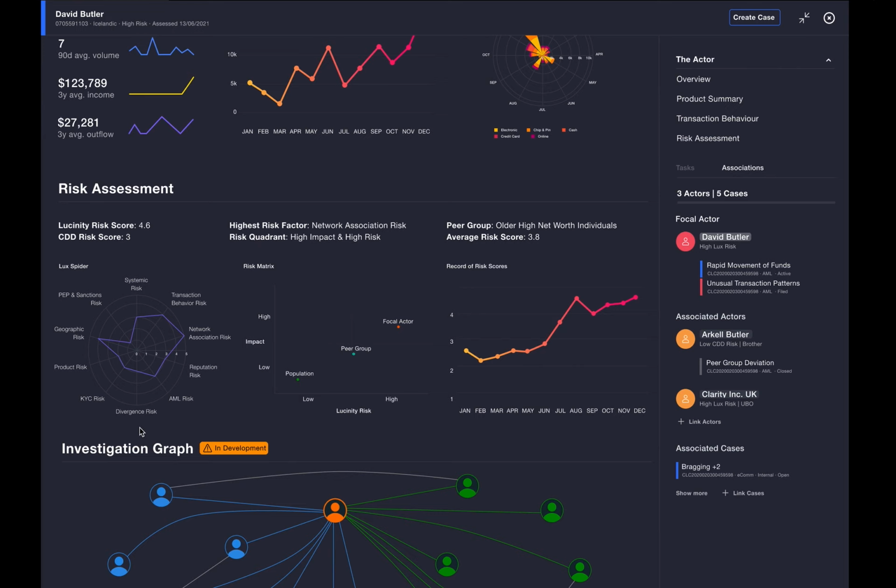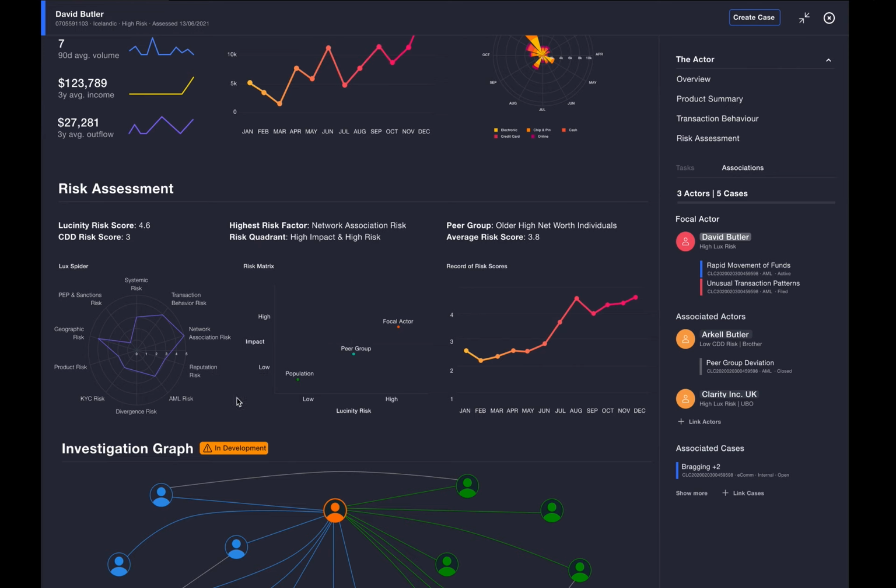We have risks such as divergence risks, which allows us to understand how an actor might be diverging from their own past behavior or their peer group's behavior, and network association risks that allow us to understand whether or not an actor is transacting in a high-risk network.